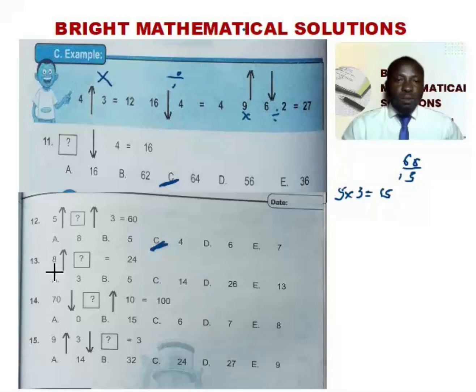To the next one, we have 8, an arrow facing up, unknown, which is 24. So 24 divided by 8 gives us 3. So what is missing here is 3.